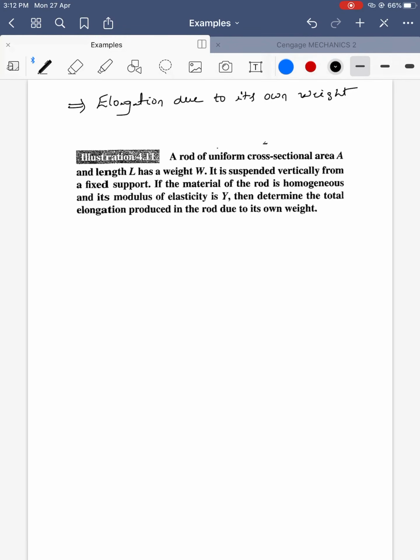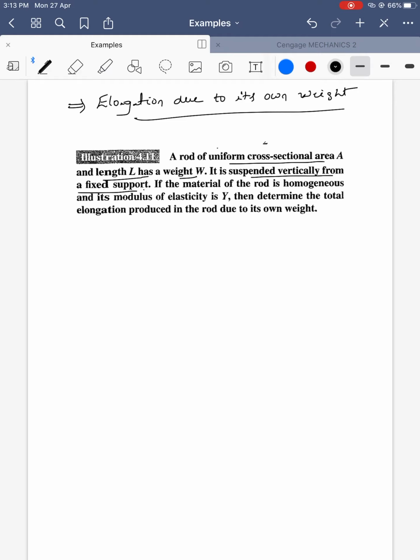Hi students, we are going to continue with a few problems regarding Young's modulus or elongation in one dimension. So, elongation due to its own weight. Let's see the question. A rod of uniform cross section area A and length L has weight W. It is suspended vertically from a fixed support.